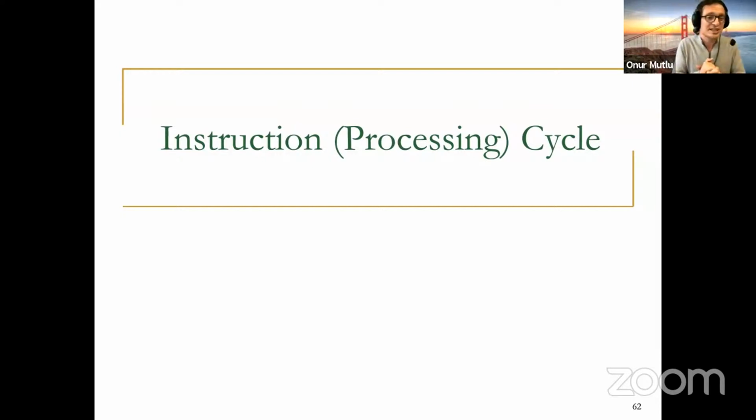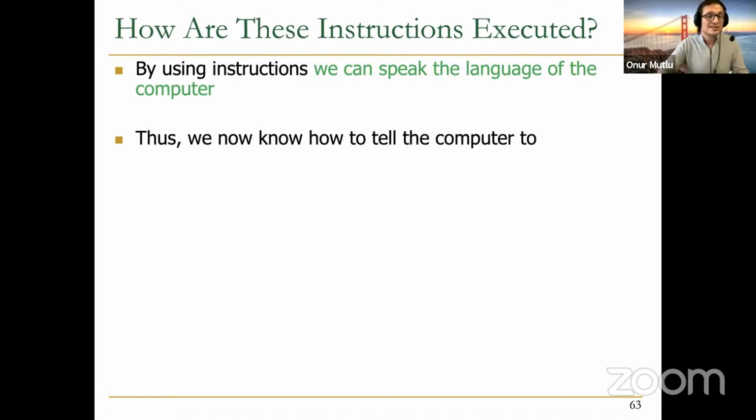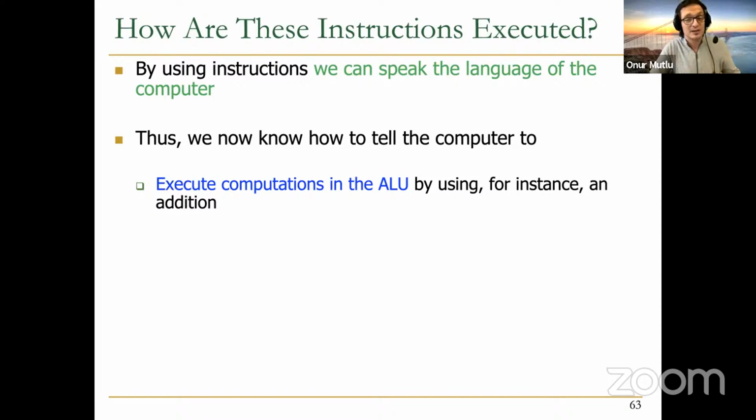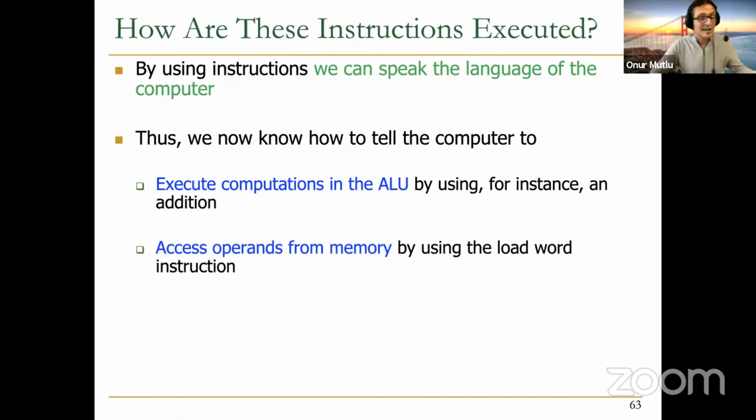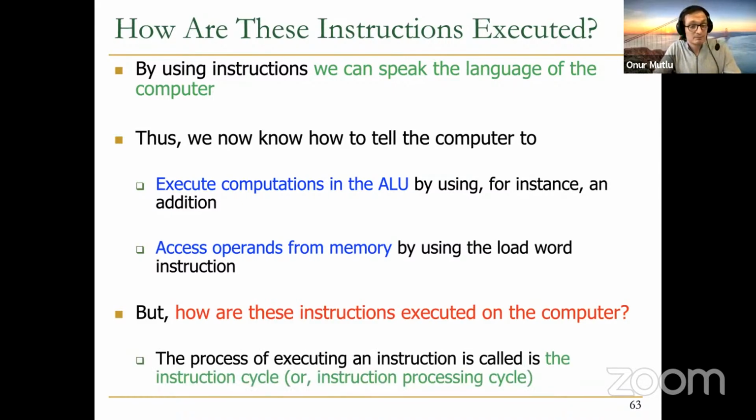Let's talk about the instruction processing cycle, because we're going to see more instructions and how instructions are processed. Without knowing the instruction processing cycle, it's very hard to really understand how instructions are processed. So we're going to go a little bit into microarchitecture right now, based on the architecture specification. How are these instructions executed? By using instructions, we can speak the language of the computer, meaning we know how to tell the computer to execute computation in the ALU by using, for example, an addition. We know how to access operands from memory by using the load word instruction. But how are these instructions executed on the computer?